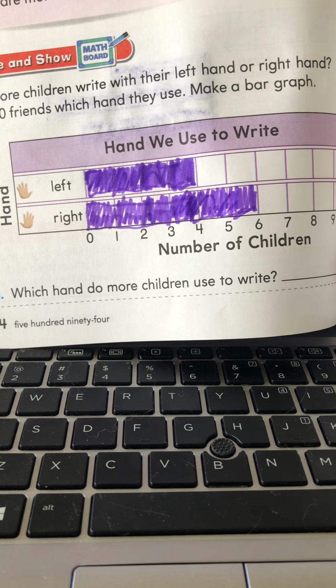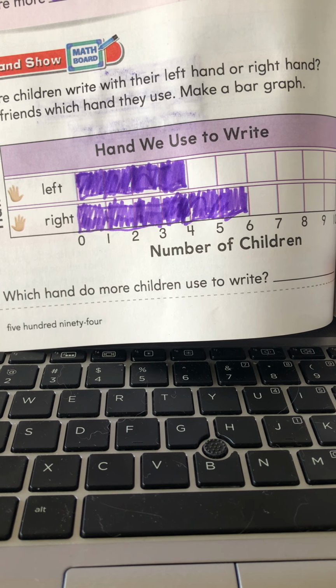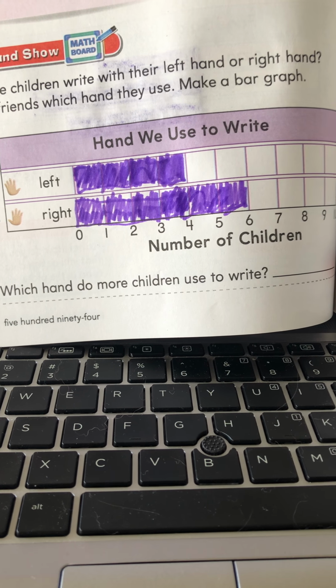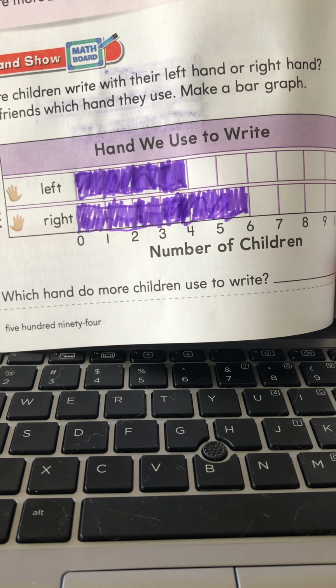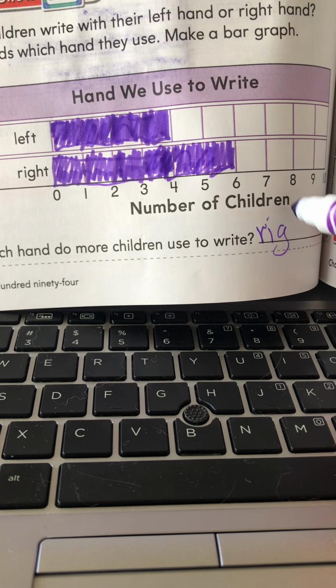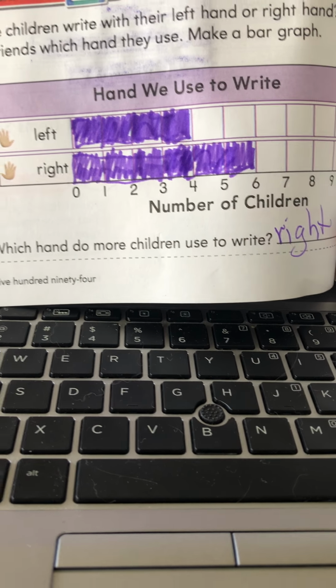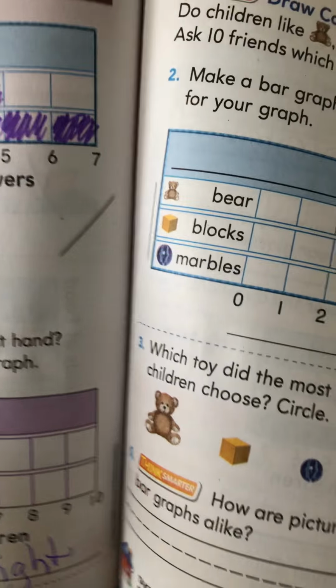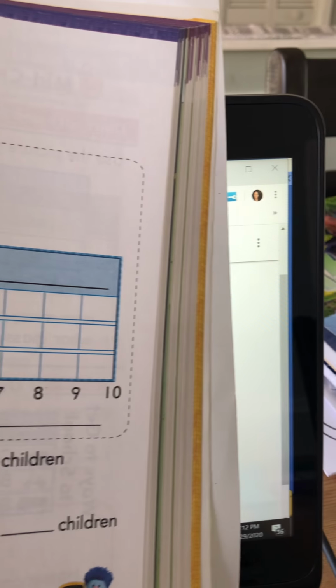Okay, so let's look at our data, and it says, which hand do more children use to write? And think about it for a minute, look at your data. That's right, right hand, so we're gonna write that there. Okay, next we are going to make another graph. One more, oops.